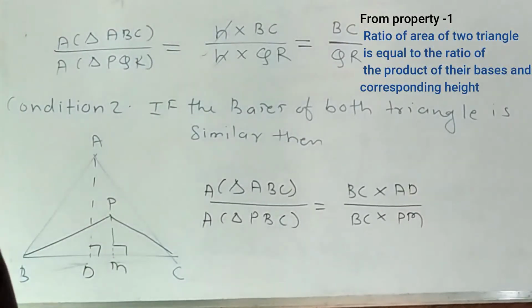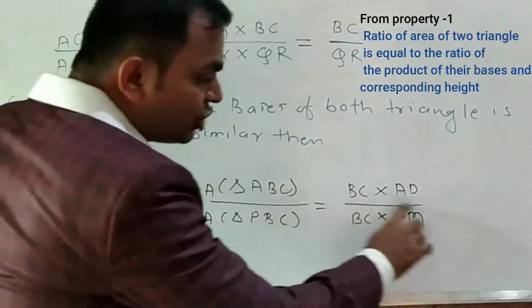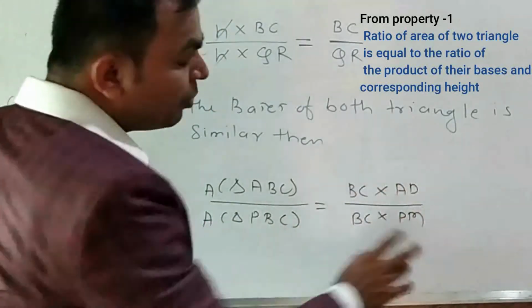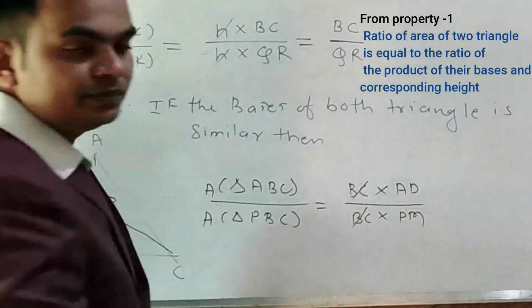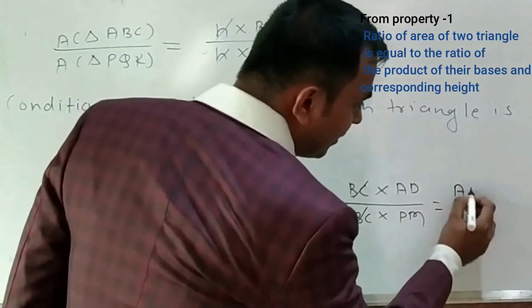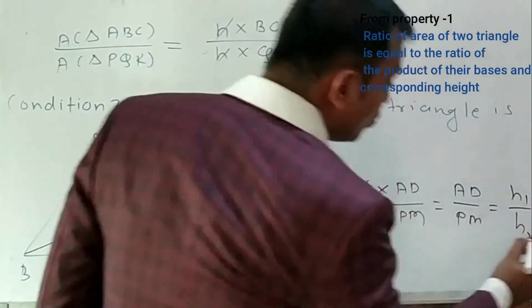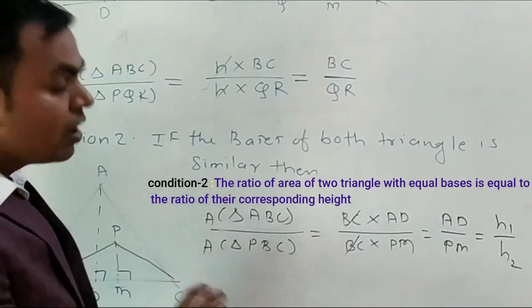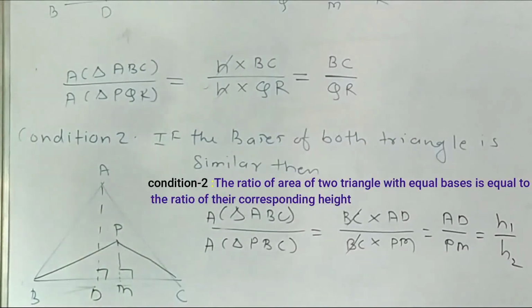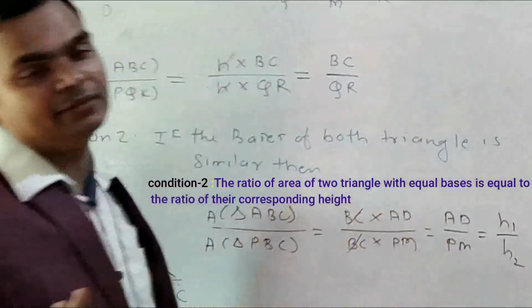As per property 1, we have learned that the ratio of the area of two triangles is equal to the ratio of the product of their bases and corresponding heights. Here the base is similar, so the base will be cut. What remains? The height remains, AD upon PM. So we can say H1 upon H2. So the ratio of the area of two triangles with equal bases is equal to the ratio of their corresponding heights.